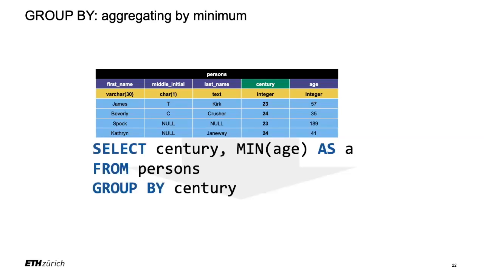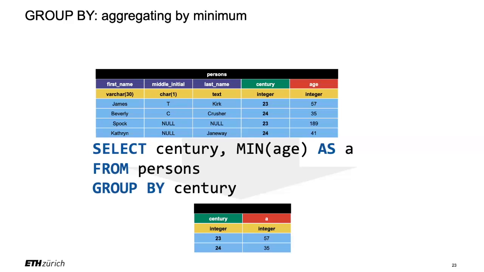Okay. So now, if you want a minimum, just write min in here. So here it is going to take the minimum H that it can find, right? So that's 57, less than 189 for Spock, and 35 less than 41. So that's the min. That's the max. Now we have 189 for Spock in the 21st century and 41 for 24. Then we have sum. So this is 57 plus 189, 35 plus 41. Then we have the average of 57 and 189 gives you 123. And the average for the other group between 35 and 41 gives you 38. Okay? Yes?